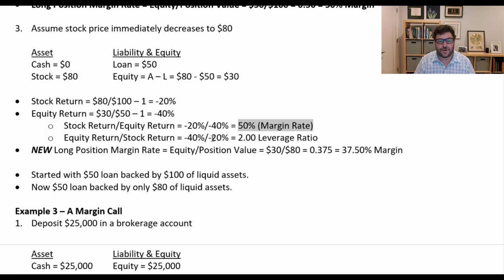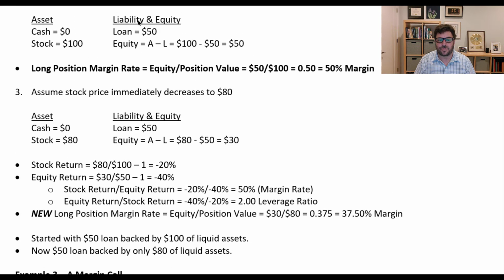And note, this is very important, my new margin rate, which is 30 divided by 80, is now 37.5%. So my margin rate has decreased. I had a $50 loan backed by $100 worth of liquid assets. Now I have a $50 loan backed by only $80 worth of liquid assets. The loan has less collateral than it had before.